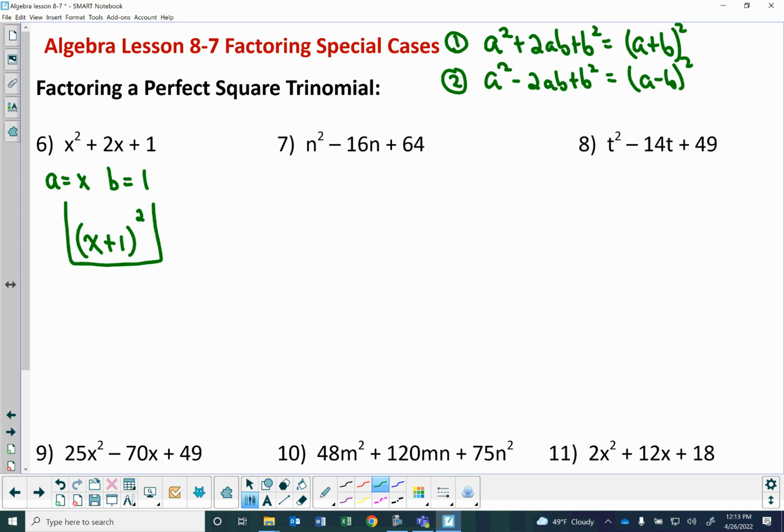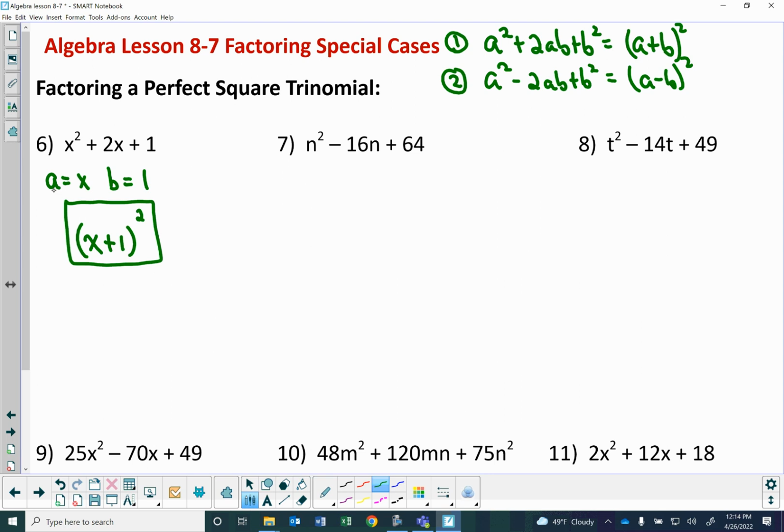And you're done. Now you can still factor this using product and sum. You can still factor all of these using product and sum. It'll just take you a little longer. So if you can recognize something as being a perfect square trinomial, it will speed up your factoring process quite a bit, which is why you want to be able to recognize them.